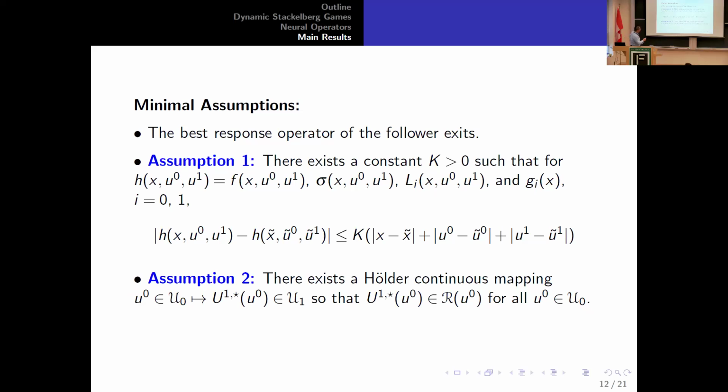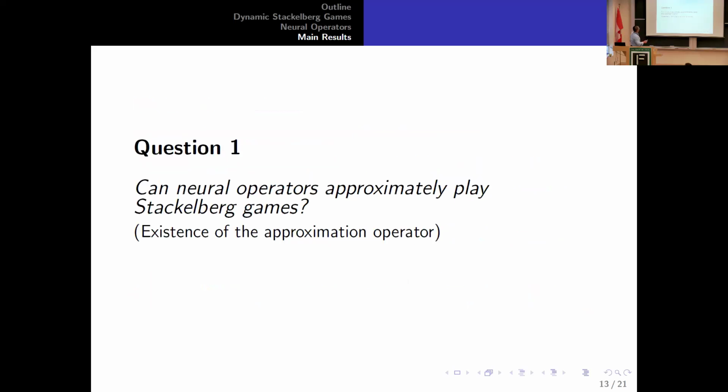Okay, so the first question is about the existence of the approximation operator. That means, can neural operators approximately play the Stackelberg game? That means, can it give some approximate solution to the best response operator?